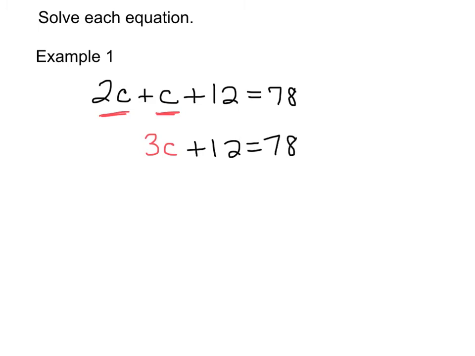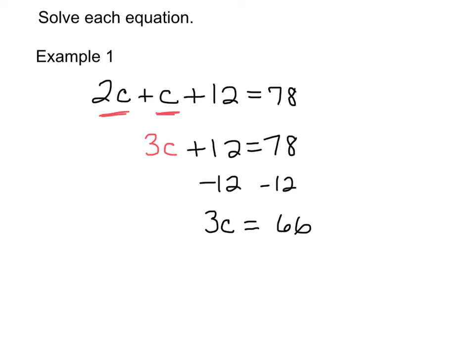Now, I expect you to be able to do a lot of this in your head now. 3c plus 12 equals 78. Step 4, how do you get rid of a plus 12? We have to undo the plus 12. So the opposite, or the inverse operation of plus 12 is subtract 12. So we do that on both sides. That would give us 3c equals, and 78 minus 12, that would give us 66.